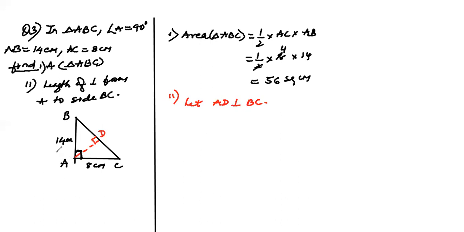So remember, children, don't you agree, in a right angle triangle, whenever you know two sides, you should be able to find the third side by using Pythagoras theorem. It should come to your mind. This is a right angle triangle.